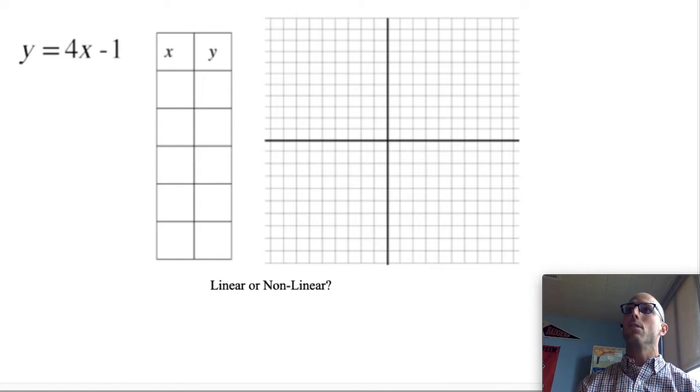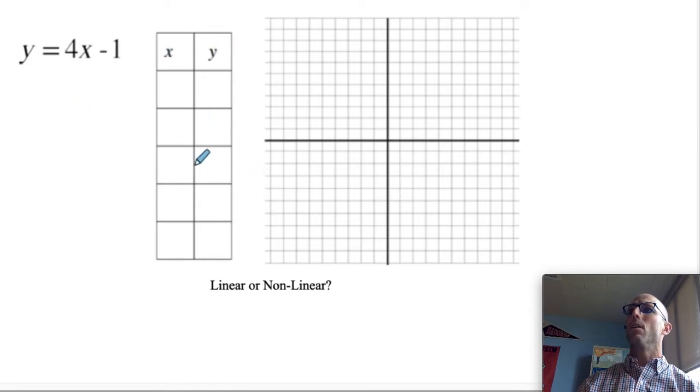So here's my function, y equals 4x minus 1, and my end goal is to determine whether it's linear or nonlinear. But the way I'm going to do that is I'm going to generate a table using this function, and I'm going to graph it, and then I'll use those two things to determine whether it's linear or nonlinear.